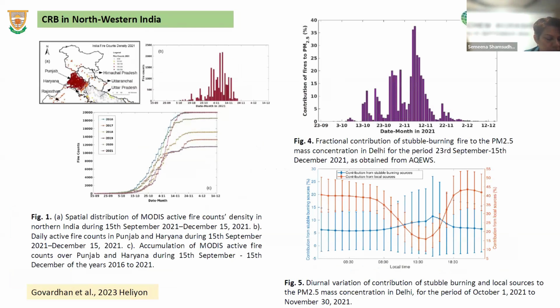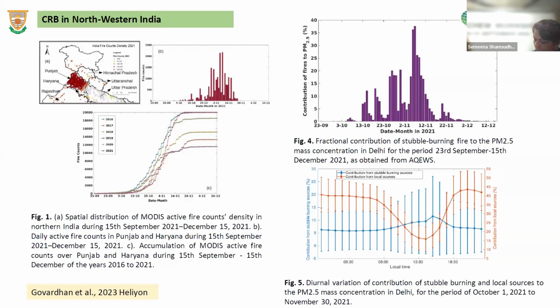This is one study in which we can see very clearly that in Punjab and Haryana, the maximum number of fire counts are reported according to MODIS data. As compared to other parts like Himachal Pradesh and Uttaranchal, where there are scattered fire counts, and when it comes to Uttar Pradesh and Delhi, the fire counts are less as compared to Punjab and Haryana.